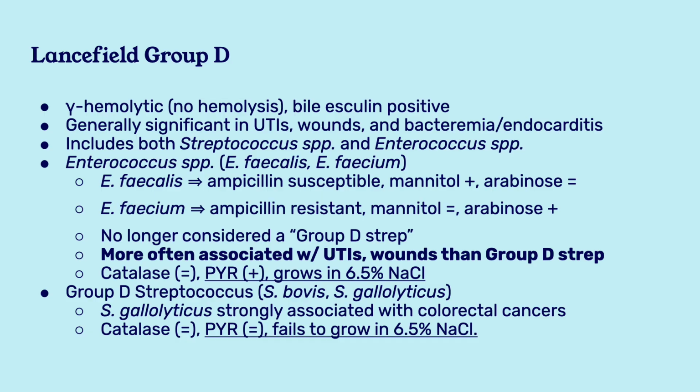but they are no longer considered group D strep. Enterococcus species, such as Enterococcus faecalis, are more often associated with UTIs and wounds than group D streps such as Streptococcus bovis and Streptococcus gallolyticus. The enterococci are catalase negative, PYR positive, and they grow in 6.5% NaCl, also known as sodium chloride. The group D streptococci, Streptococcus bovis and Streptococcus gallolyticus, are catalase negative, PYR negative, and they fail to grow in 6.5% sodium chloride.